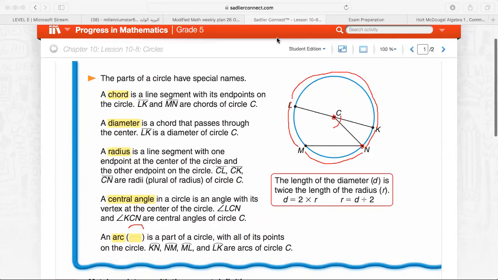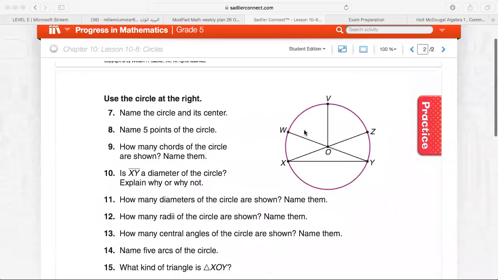Okay, girls? So I'm going to unmute all of you, so we're going to answer some questions. Okay, number 7. Name the circle and its center.